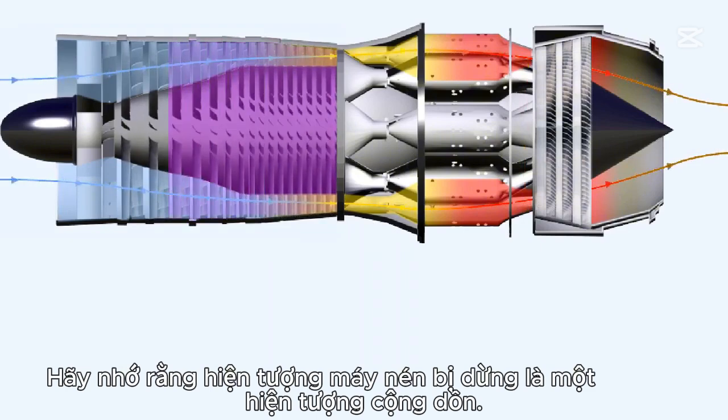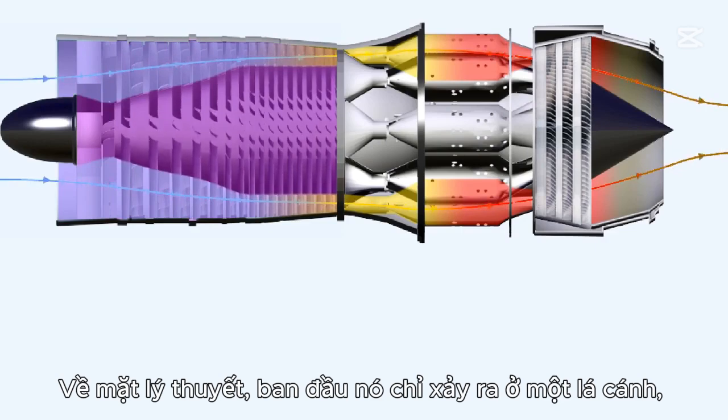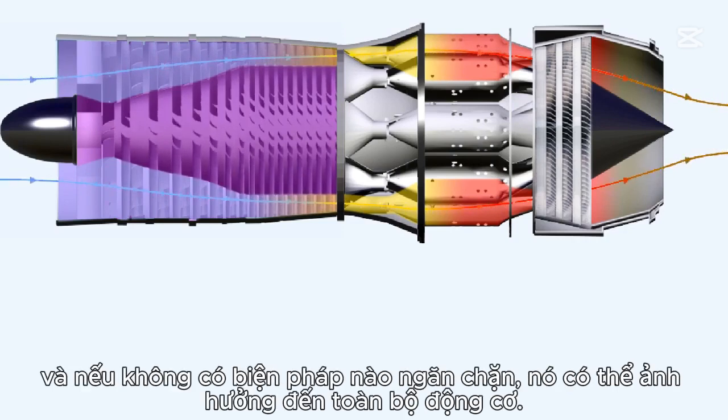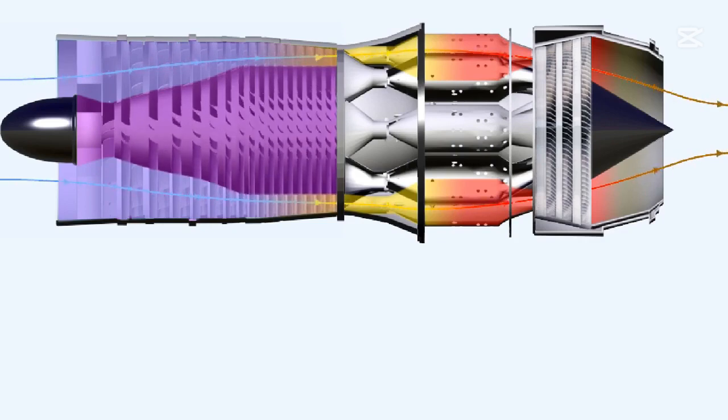Remember that compressor stall is a progressive phenomenon. It could, in theory, initially occur at just one blade, subsequently worsening to encompass the whole of one stage, and then, if nothing is done to prevent it, it can affect the whole engine.